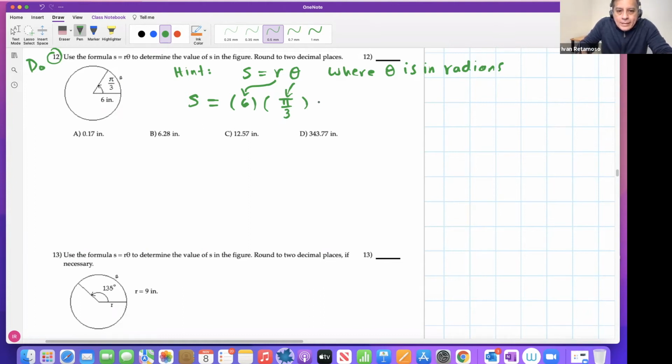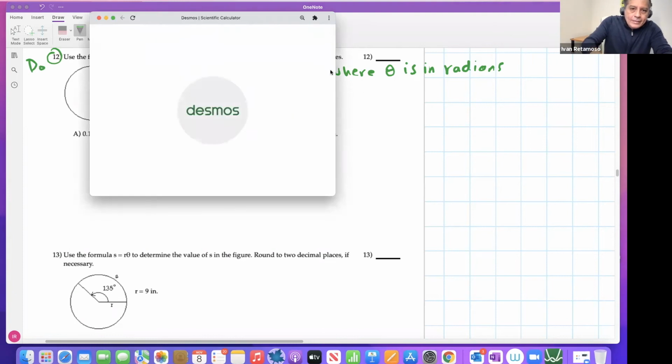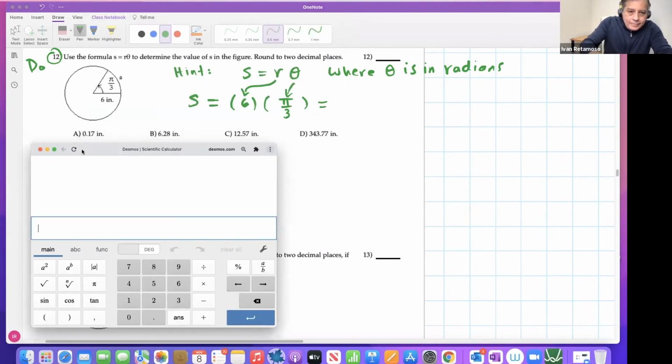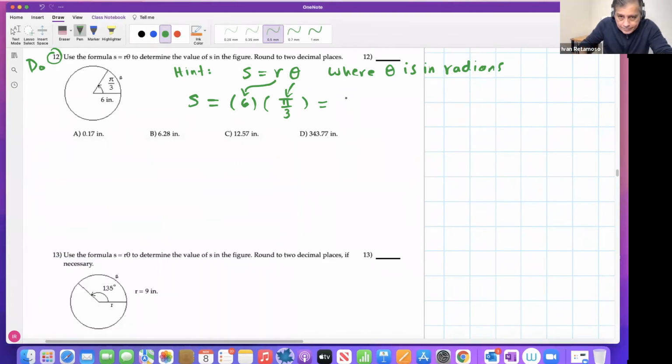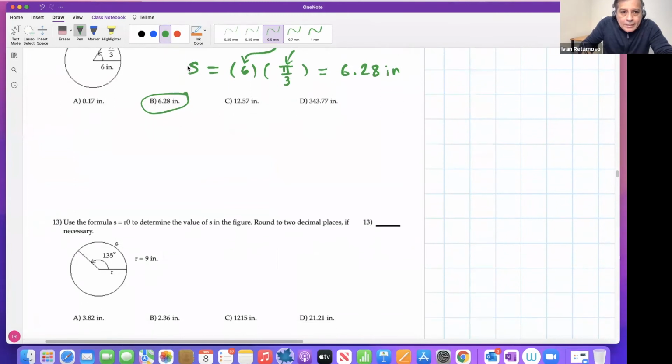So this is it. Just multiply 6 times pi, which is available in any scientific calculator, over 3. And you will get the answer 6.28 inches, rounded to two decimal places. Excellent. In the end, you may attach the unit. Great. Can you try this now, guys?